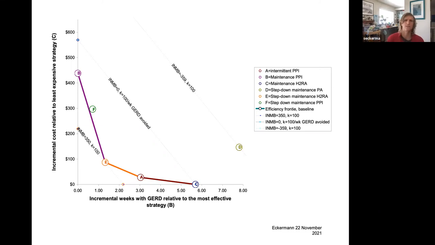Those are iso net benefit or iso net loss lines there, and moving towards the origin is of course improving because you're reducing disutility here, number of weeks with GERD, and we're reducing costs.